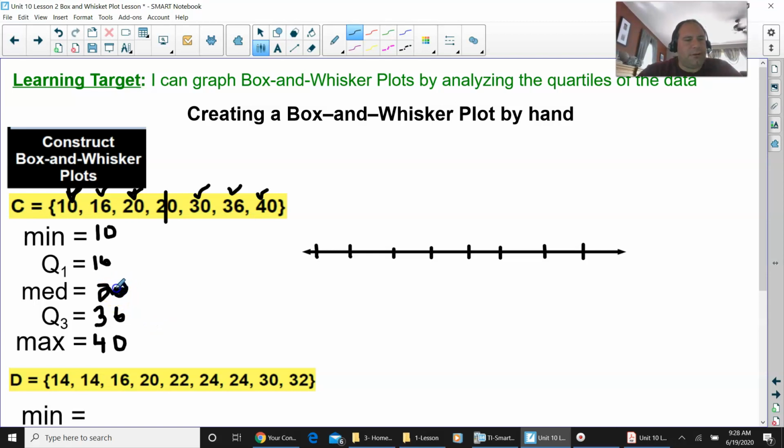Alright, so I have to cover my 5-number summary. So I'm going to start with 0, and I am going to go by tens.